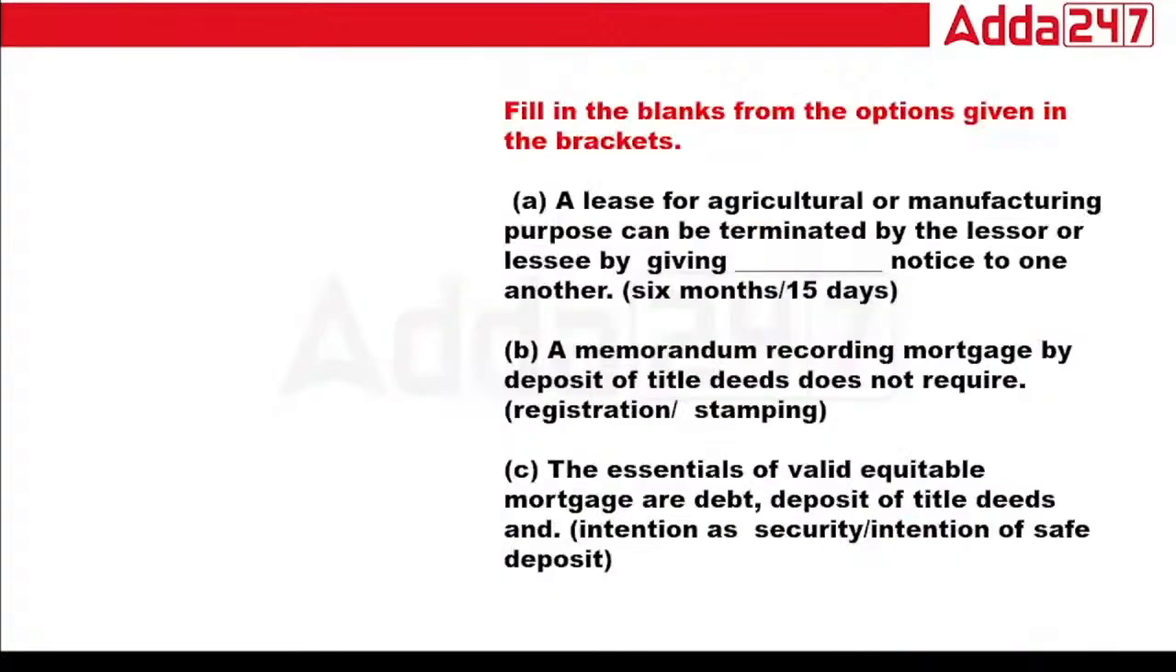Next, fill in the blanks. A lease for agriculture and manufacturing purpose can be terminated by lessor and lessee by giving 6 months or 15 days notice to the other. What will be the right answer? A lease for agriculture or manufacturing purpose, that is for 6 months. This is the right statement.